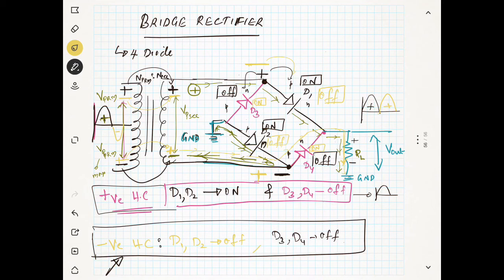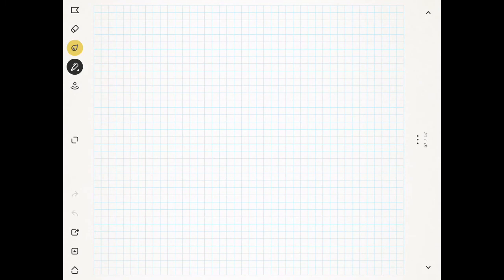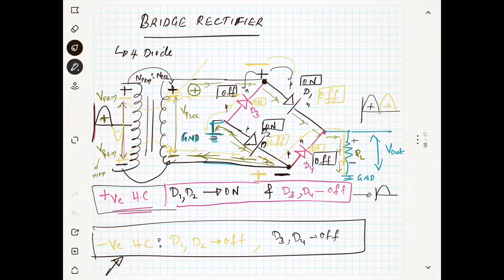Now you see at the negative end it is negative, so the current should come to the negative, but you know that D1 is off, so the current should come from D3, and it is coming from the ground. So this is the current direction in the bridge rectifier. I will explain again the current direction.